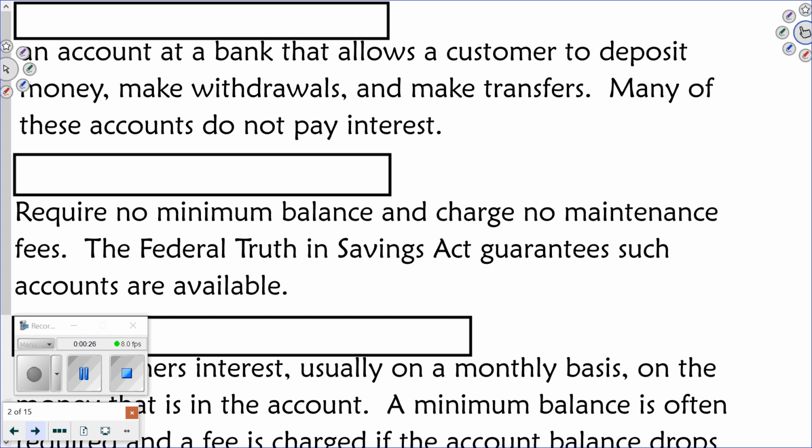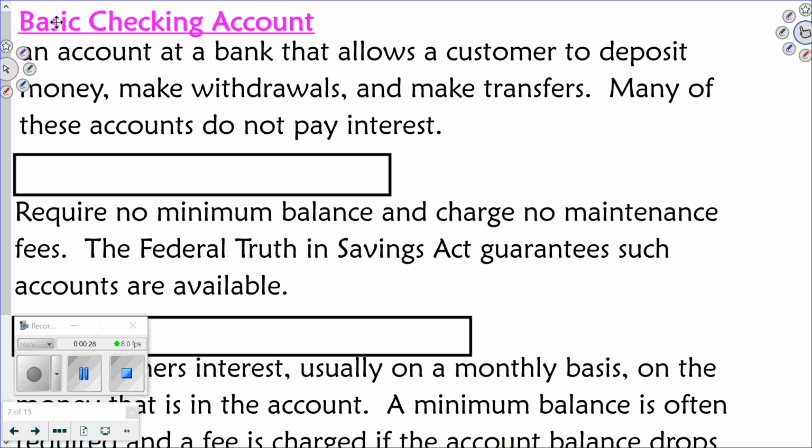All right, so some vocab to start us out with. First thing is a basic checking account. It's an account at a bank that allows a customer to deposit money, make withdrawals, and make transfers. Many of these accounts do not pay interest. So those of you that say you already have a checking account, I'd be curious if yours pays interest or not. It doesn't? So there are all kinds of checking accounts, though. So that's something to look at.